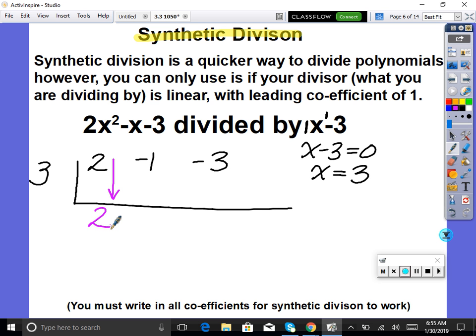Add straight down, multiply up. So now we're going to take 2 and multiply it up to 3. What do we get? 6. So we're going to place 6 right here in this next spot. And then we just add straight down, multiply up. So add straight down. 5. Now we multiply up. 5 times 3 is 15, and we add straight down.